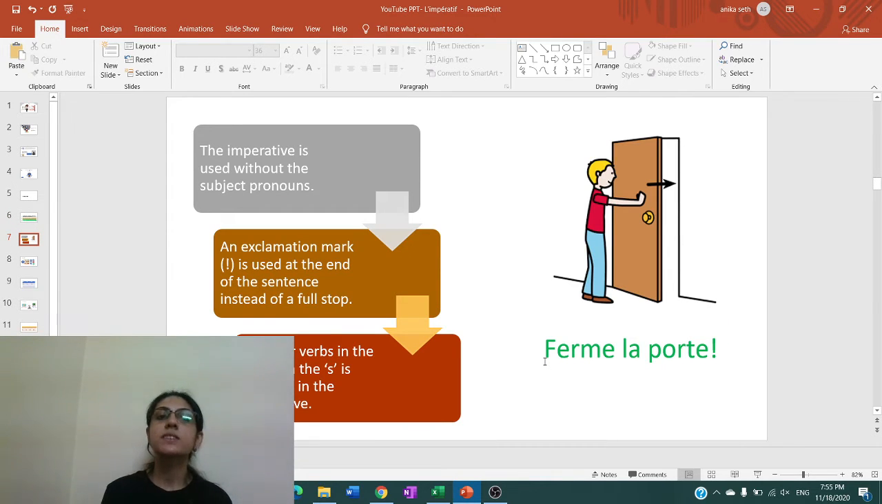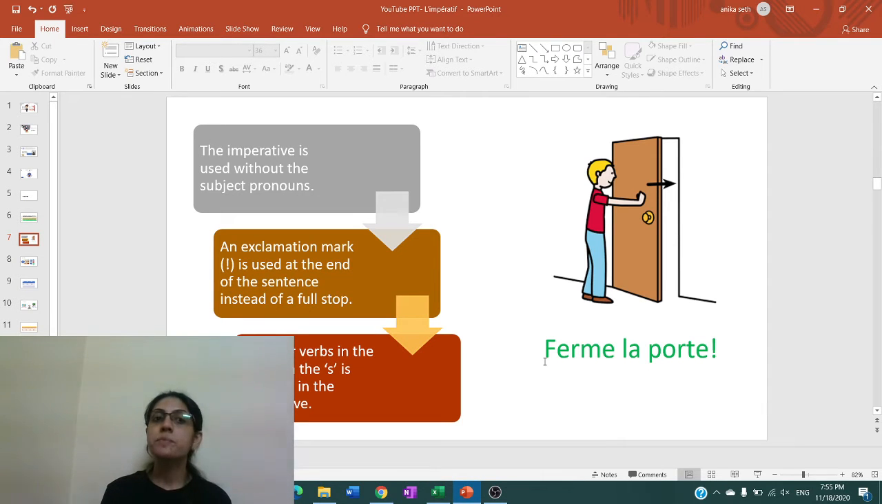Then the next thing, the imperative is used without the subject pronouns. Without subject pronouns, like I already explained, when I am giving an instruction like open the book or do not talk, I am not talking to one particular person. This is an instruction in general for the entire class. Or for example, you read an instruction somewhere, do not smoke. It is not particularly for one person. It is a general instruction for everyone.